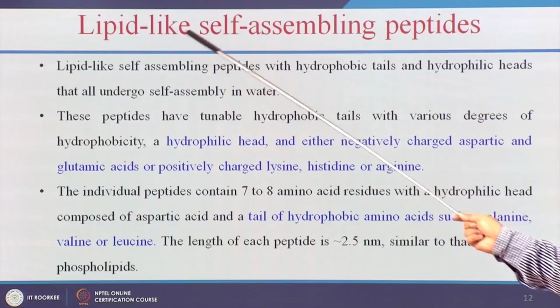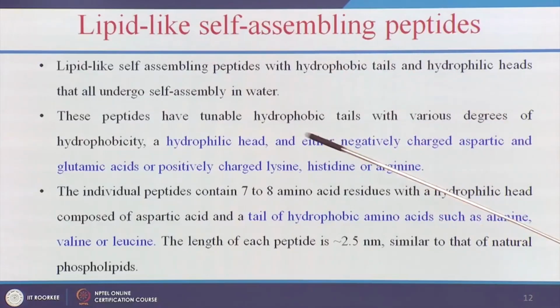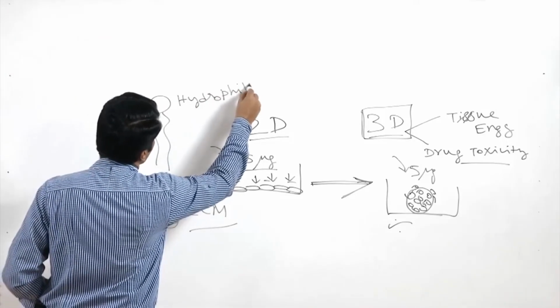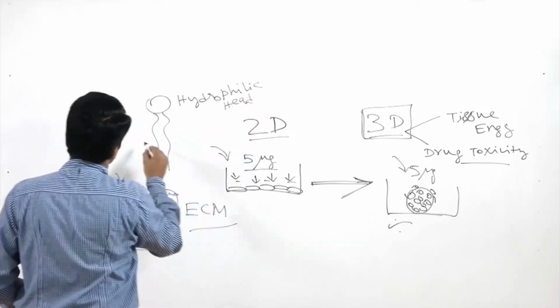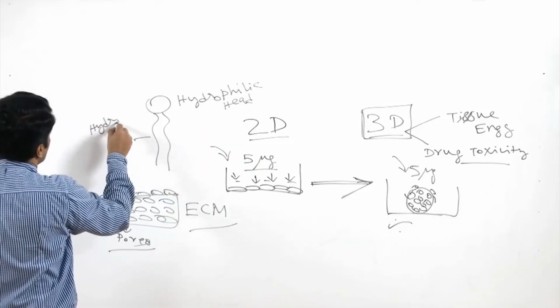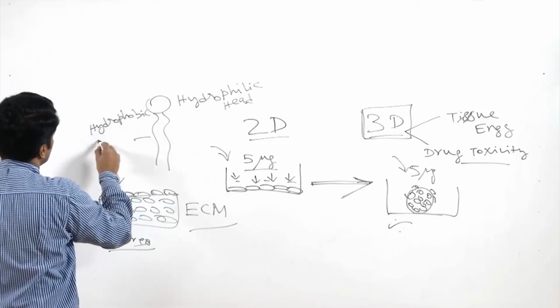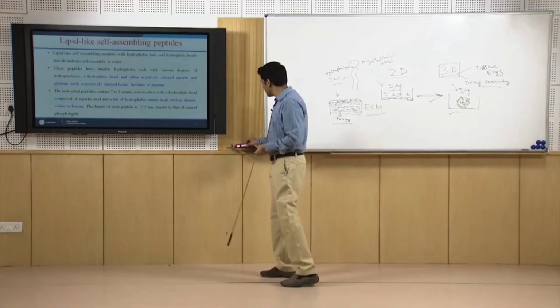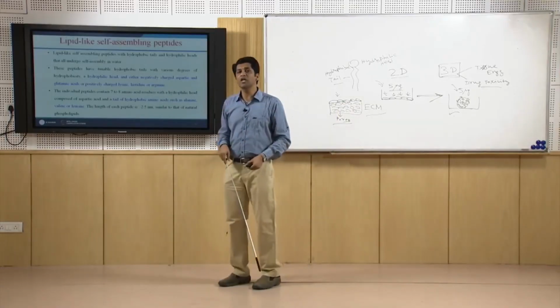And next one is lipid like self assembling peptides. Okay. So here we can make lipid like self assembling peptides with hydrophobic tails and hydrophilic heads, which will undergo self assembly in water. So usually you know that lipids have the hydrophilic head and hydrophobic tail. So similarly we can make peptides. So how we can make this?